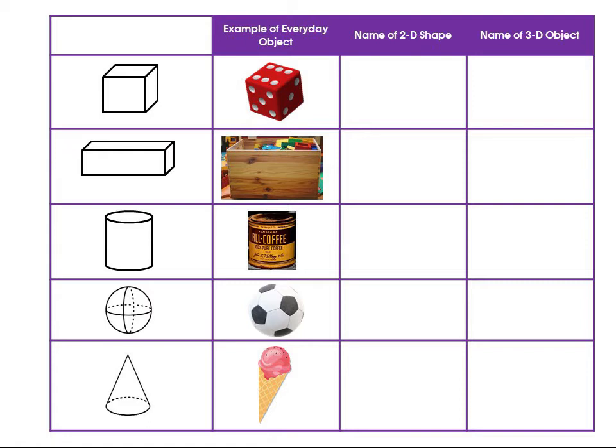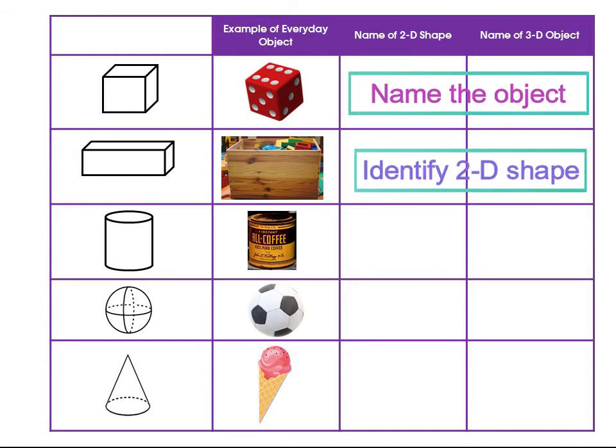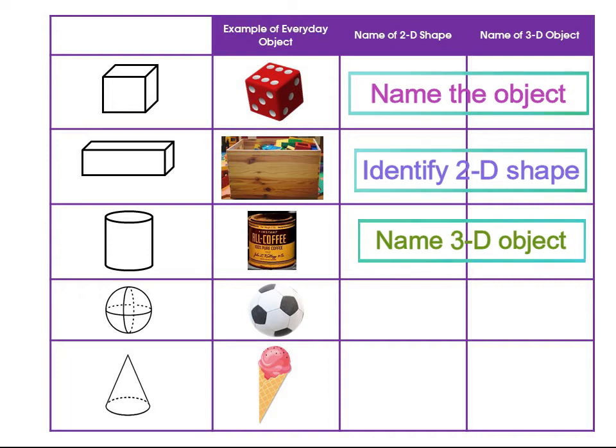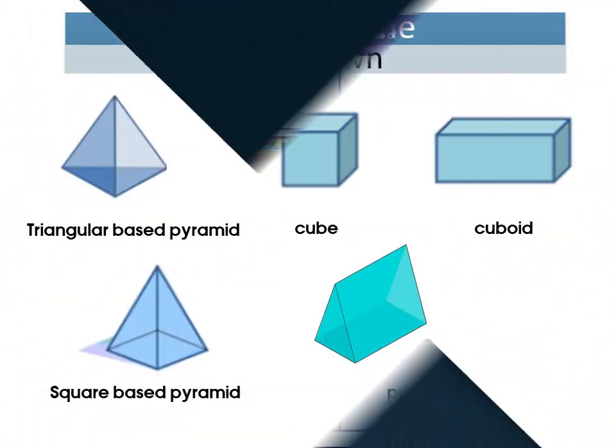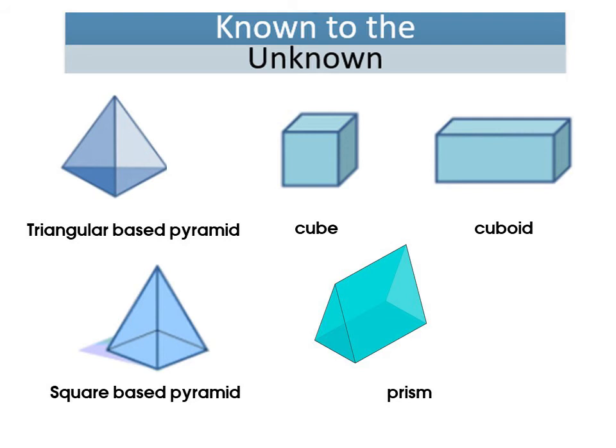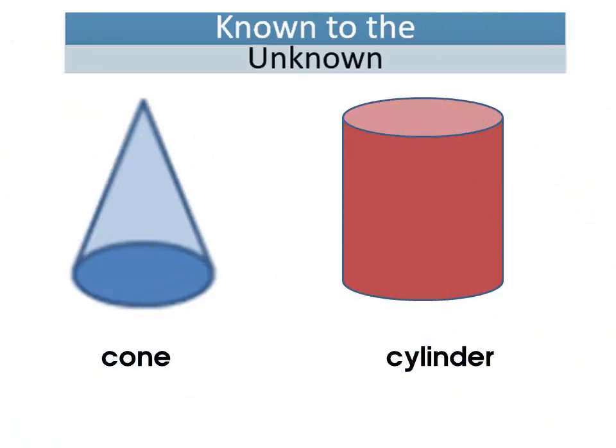Make use of worksheets similar to the one on the screen. Let the learners identify everyday objects, which are the known, that can be represented by the 3D objects listed in the worksheet. Learners must first name the everyday object. Second, identify the 2D shape that can be made from these objects. And third, learn the name of the 3D object. Now you should teach your learners that 3D objects are distinguished according to their surfaces. Prisms and pyramids have flat surfaces. Cones and cylinders have a combination of curved and flat surfaces.